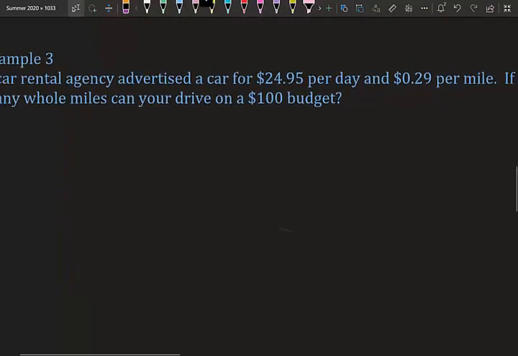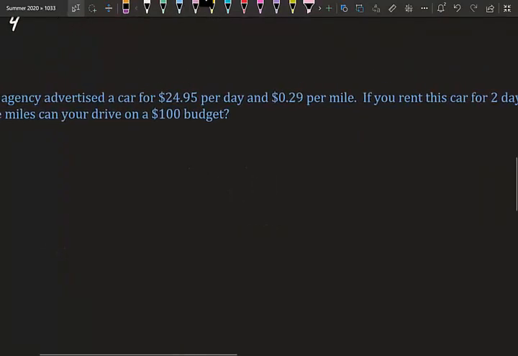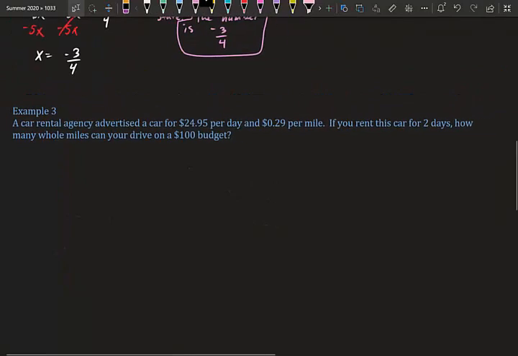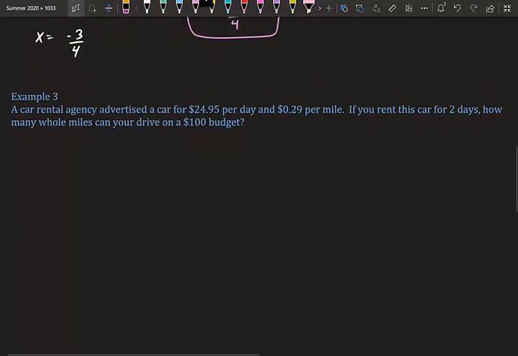Example 3. A car rental agency advertised a car for $24.95 per day and $0.29 per mile. If you rent this car for 2 days, how many whole miles can you drive on a $100 budget? All right, our first thing to do is understand.